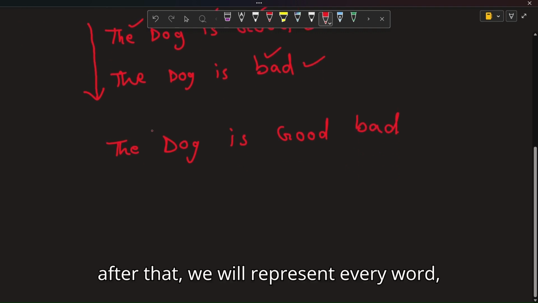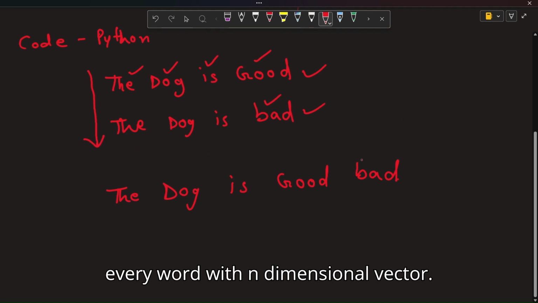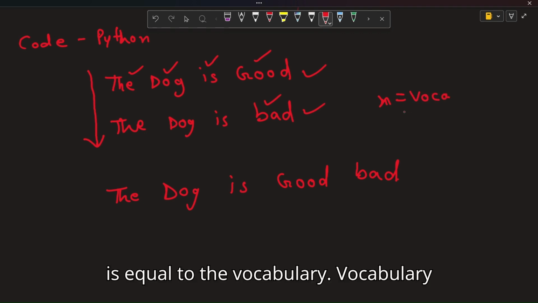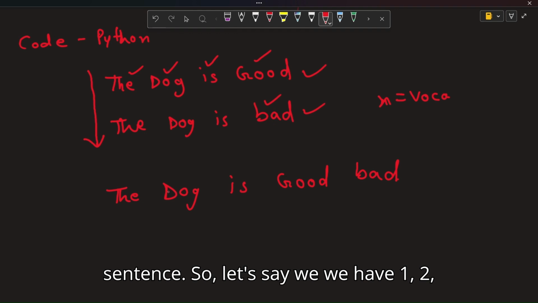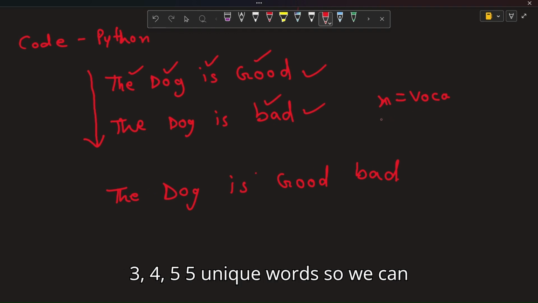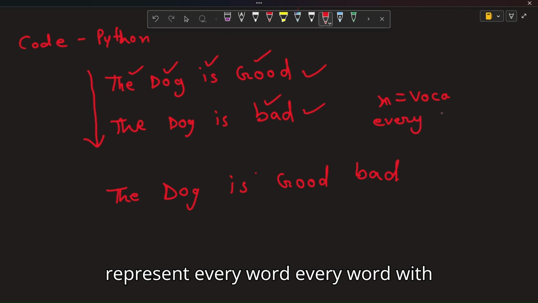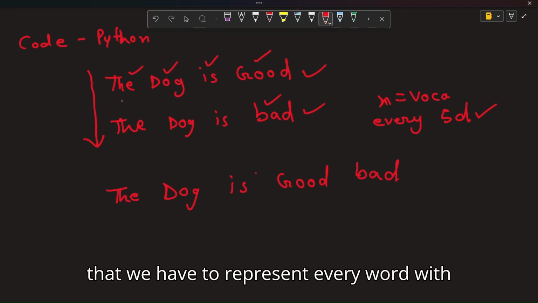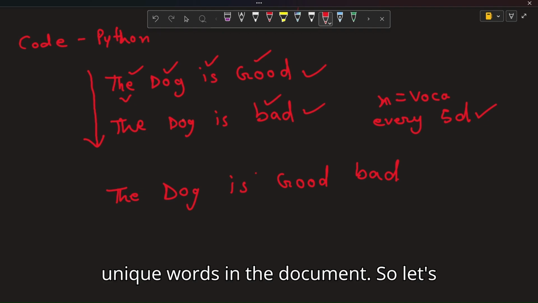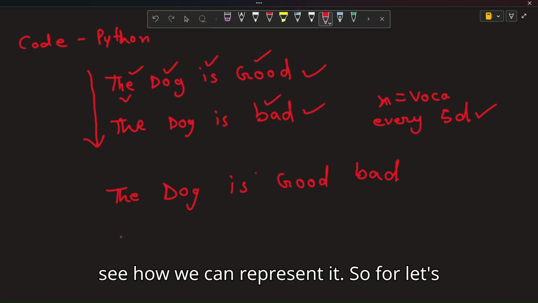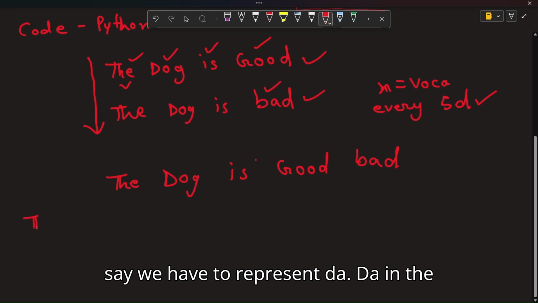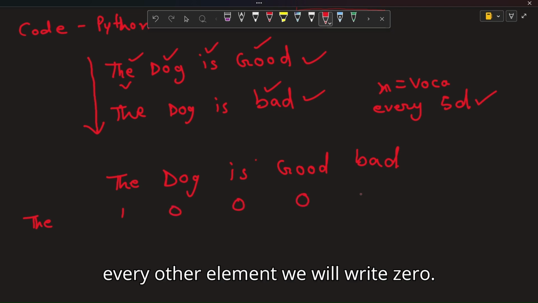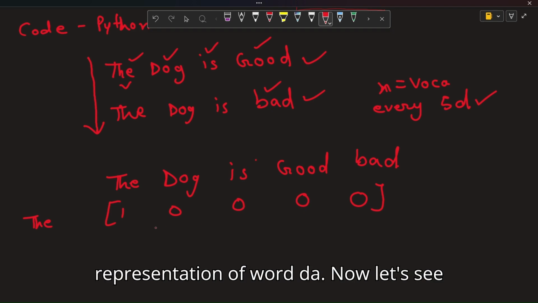After that, we will represent every word with an n-dimensional vector. In one-hot encoding, this n is equal to the vocabulary size. Vocabulary means the number of unique words in the data. So we have 5 unique words, and we will represent every word with a 5-dimensional vector. This is the condition of one-hot encoding: we have to represent every word with a 5-dimensional vector because we have 5 unique words in the document. So let's see how we can represent it. Let's say we have to represent "the" in the form of numbers. For "the", we will write 1 in the place of "the", and in place of every other element we will write 0. So this is the vector representation of the word "the".